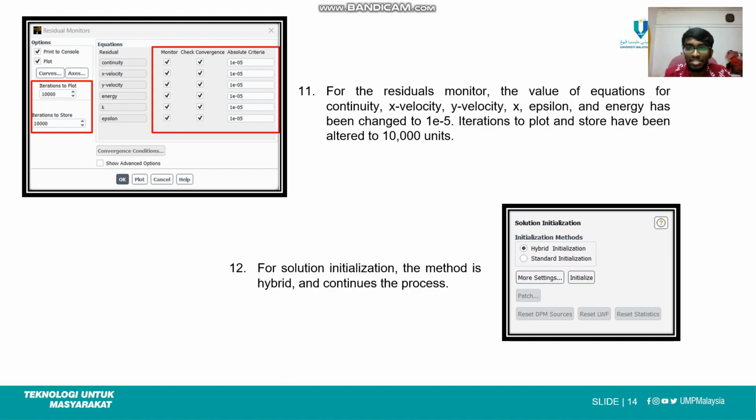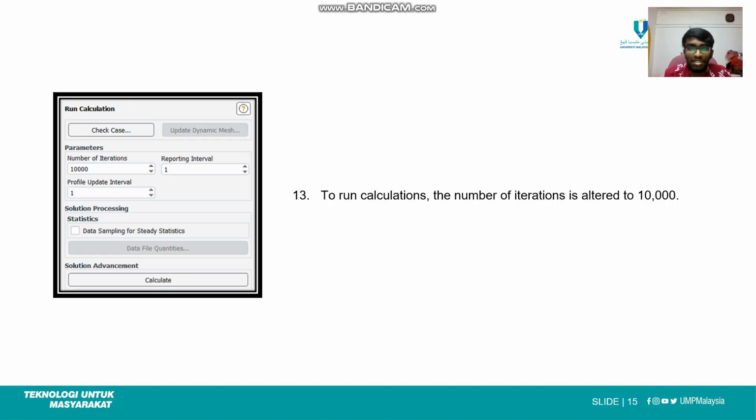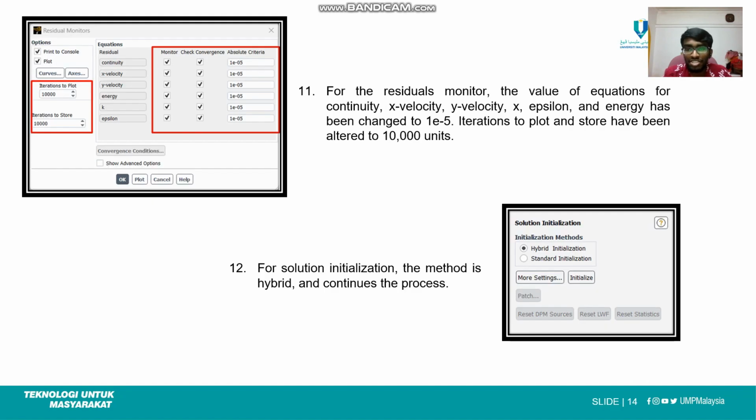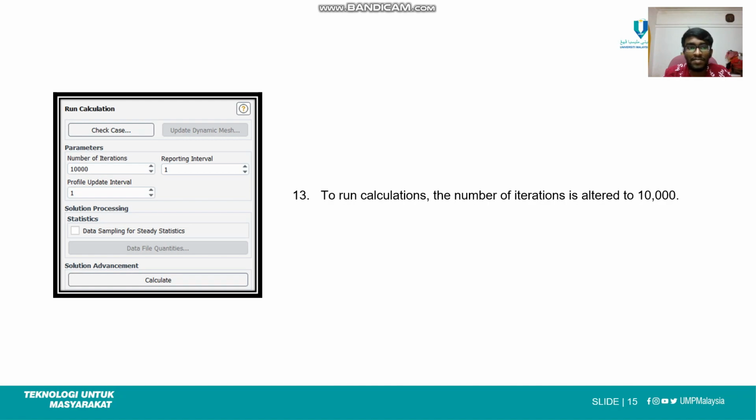For solution initialization, here we use the hybrid since the energy equation is activated. And then for the run calculation, we set the number of iterations same as solution initialization, which is 10,000 iterations, and then we will start the calculation.